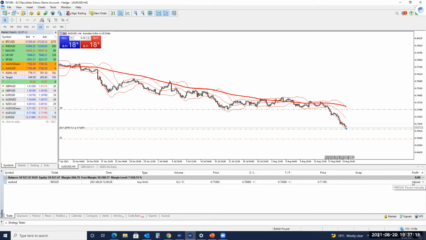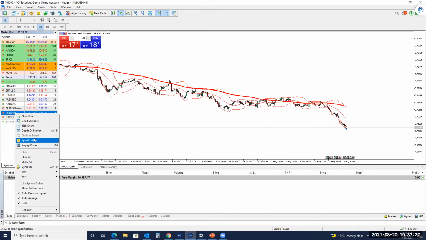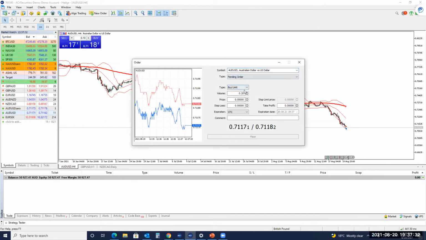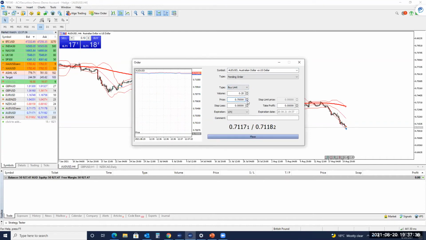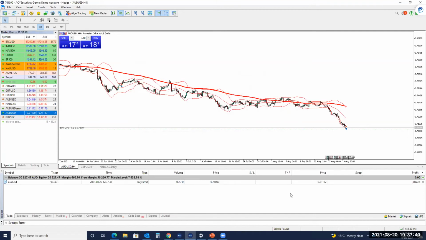Now, if at any given point you wanted to delete your orders, you have the flexibility to do so. It's quite simple. Just click on the X and there goes your order. It's been deleted. You can do that at any given time and get rid of any orders that you do not want. So I'll quickly show you that again. New order, pending order, buy limit, let's say 71 cents. We place, and there it is.